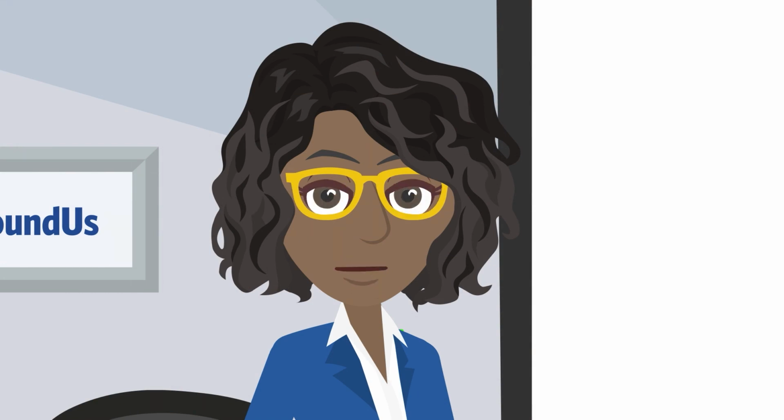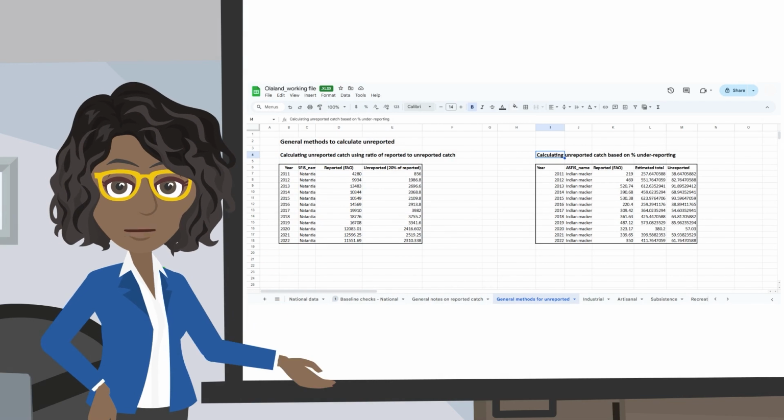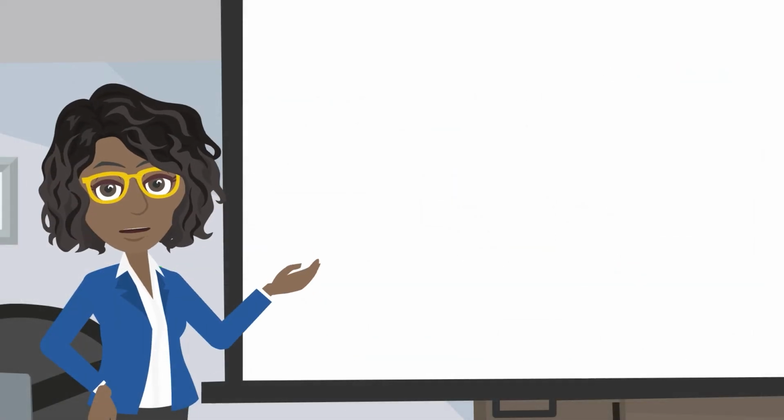If in the literature I find that the reporting system of a fishery only represents a certain percentage of the total catch, then I can apply this percentage to get to the unreported component. For example, through my literature search, I discovered that Indian mackerel tends to be underreported by 15%, meaning that reported catch only accounts for 85% of the total catch. I used this information to estimate the total catch of Indian mackerel and subtract the reported amount to get the unreported catch amount. I'll explain this with numbers.